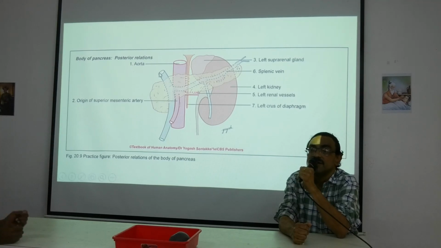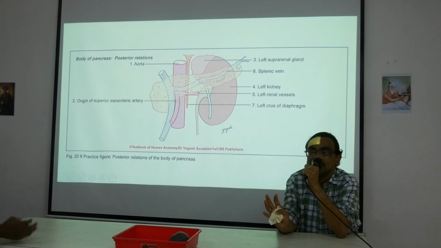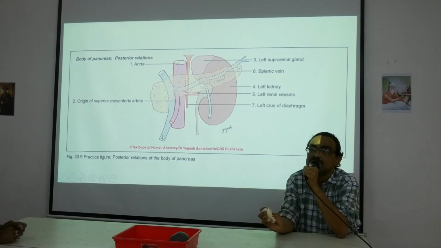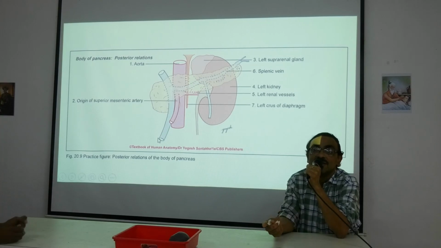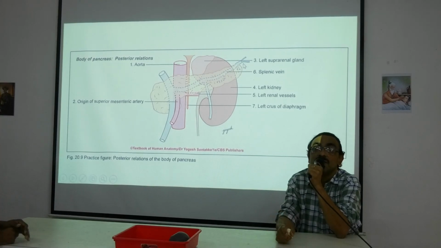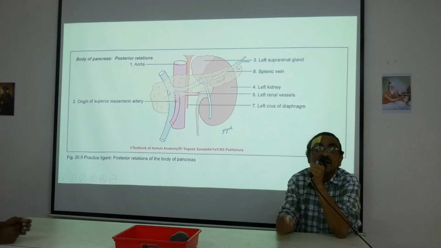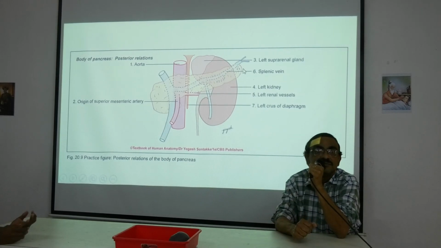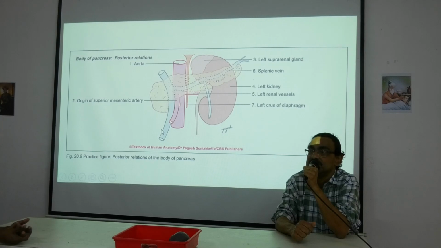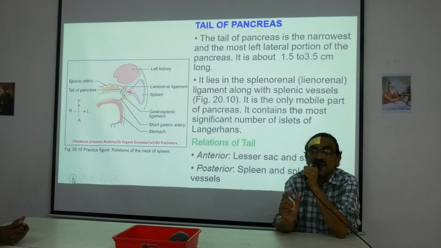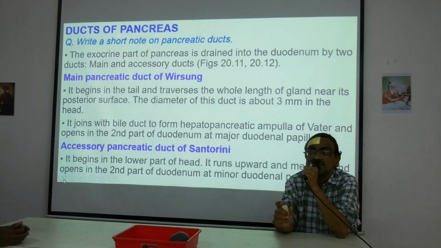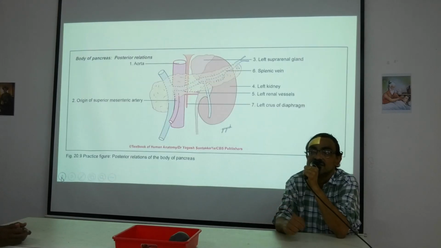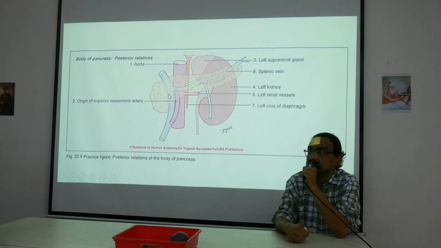Very, very important relation. You may forget everything, but you cannot forget the formation of the portal vein, which is formed by the superior mesenteric vein and splenic vein behind the neck of the pancreas. So, the neck of the pancreas is very important for the relation of this formation of the portal vein.